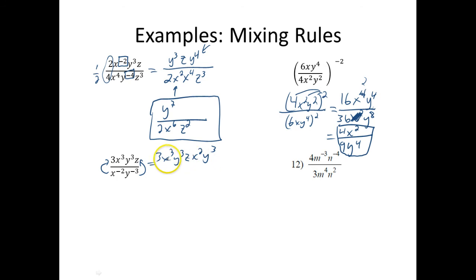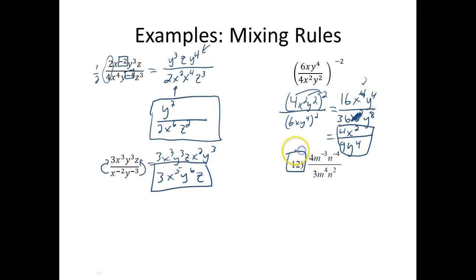X cubed and x squared, we have 5 x's altogether, so I have 3x to the 5th. So it took care of the x's. Y cubed times y cubed, we add the exponents, so we'll have y to the 6th, and then we've got a z hanging out. And that's it.